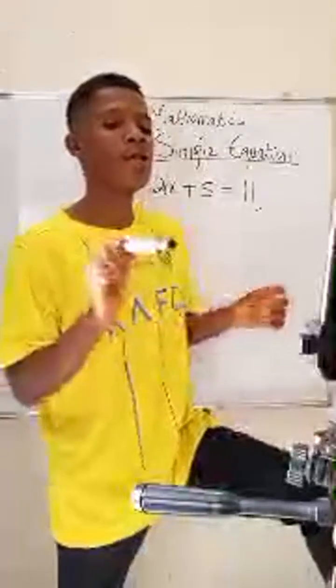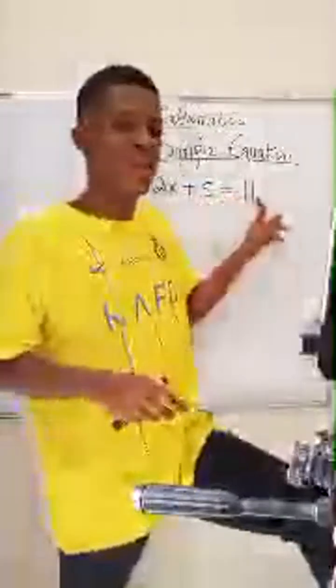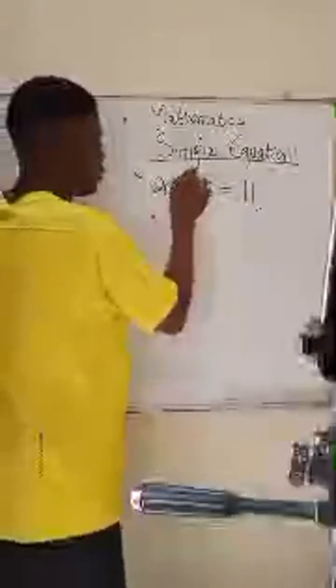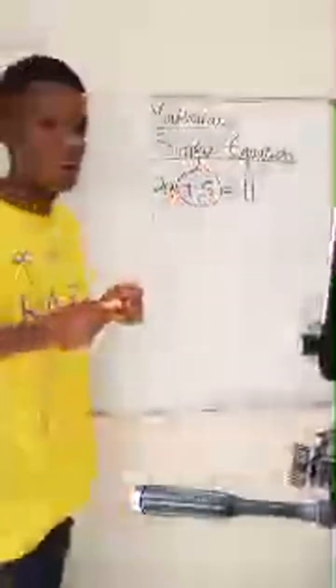You are trying to find the exact number that, if you put in here and multiply it by 2 and add 5, the output must give you 11. So to do that, you see that we are actually looking for x, and we have 5 that is added to x.